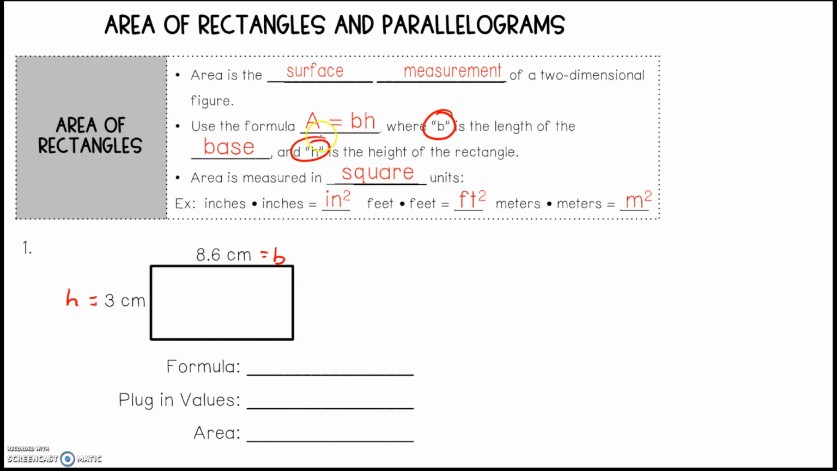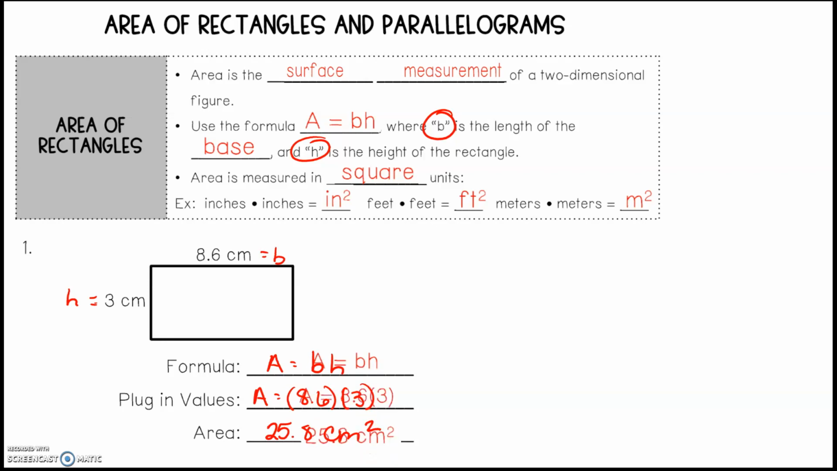Remember, the formula is area equals the base of the figure times the height. So I'm going to plug in my numbers. I take the B out, and I'm going to put the 8.6 in its place. And I take the H out, and I'm going to put the 3 in its place. Do the multiplication, and we're going to end up at an area of 25.8 centimeters squared.